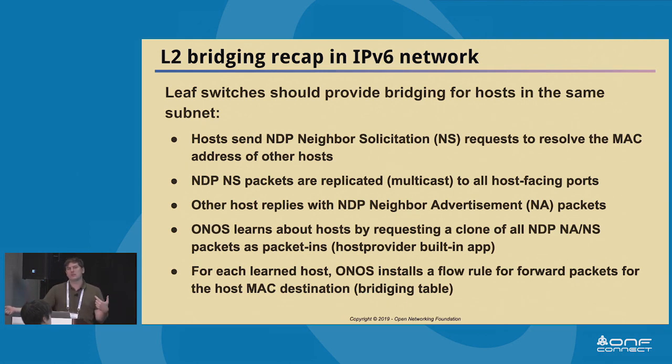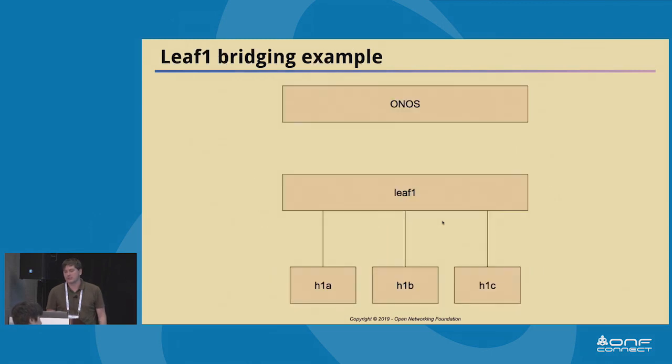When the other host receives this NDP request, it can reply with a so-called NDP neighbor advertisement message. And because ONOS is intercepting both NDP NS and NA packets using packet-in, ONOS at this point is aware of the location of two hosts, host A and host B, and which ports they're attached to. And because of this knowledge, essentially we receive a host event, ONOS takes care of inserting two bridging rules in the bridging table to forward packets in the two directions based on the MAC destination.